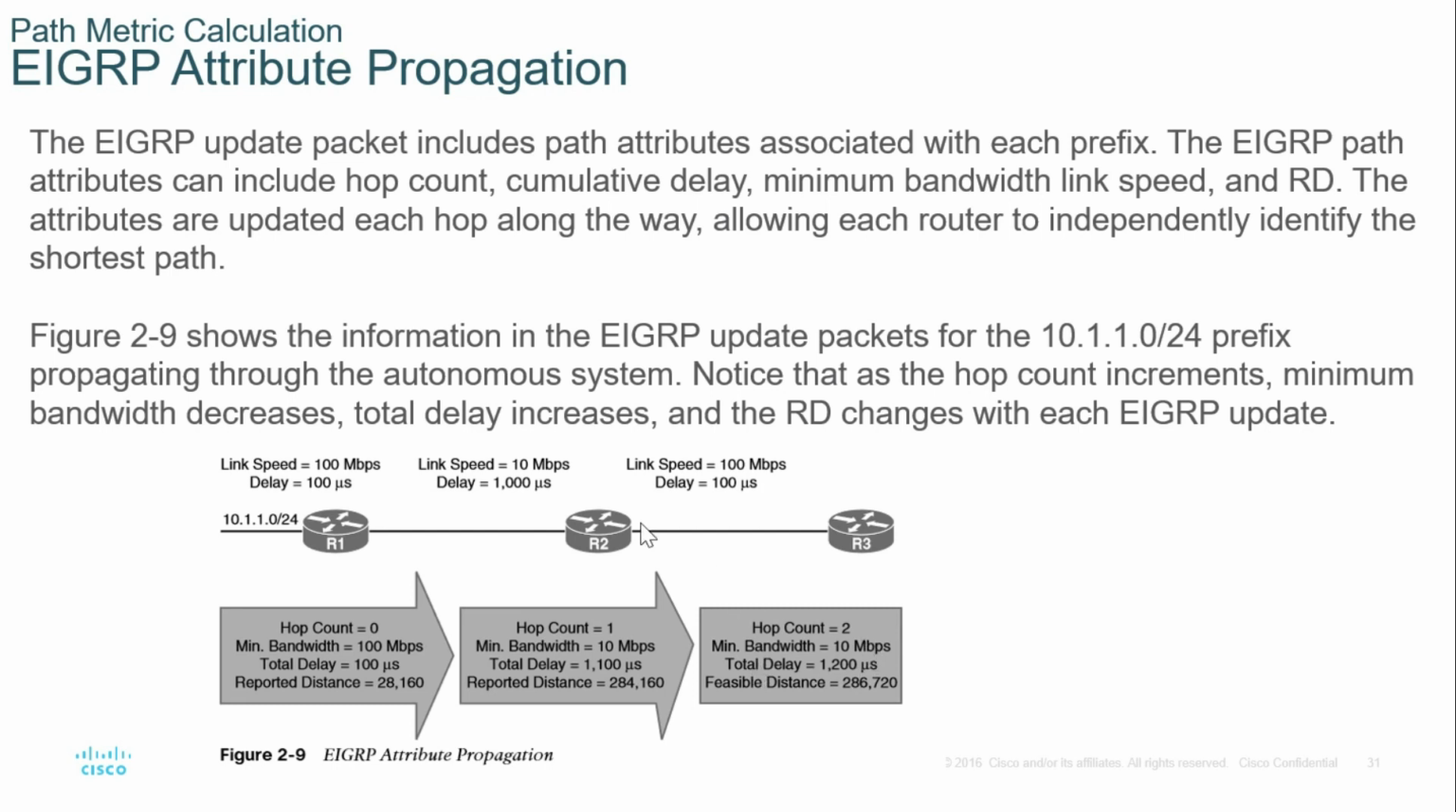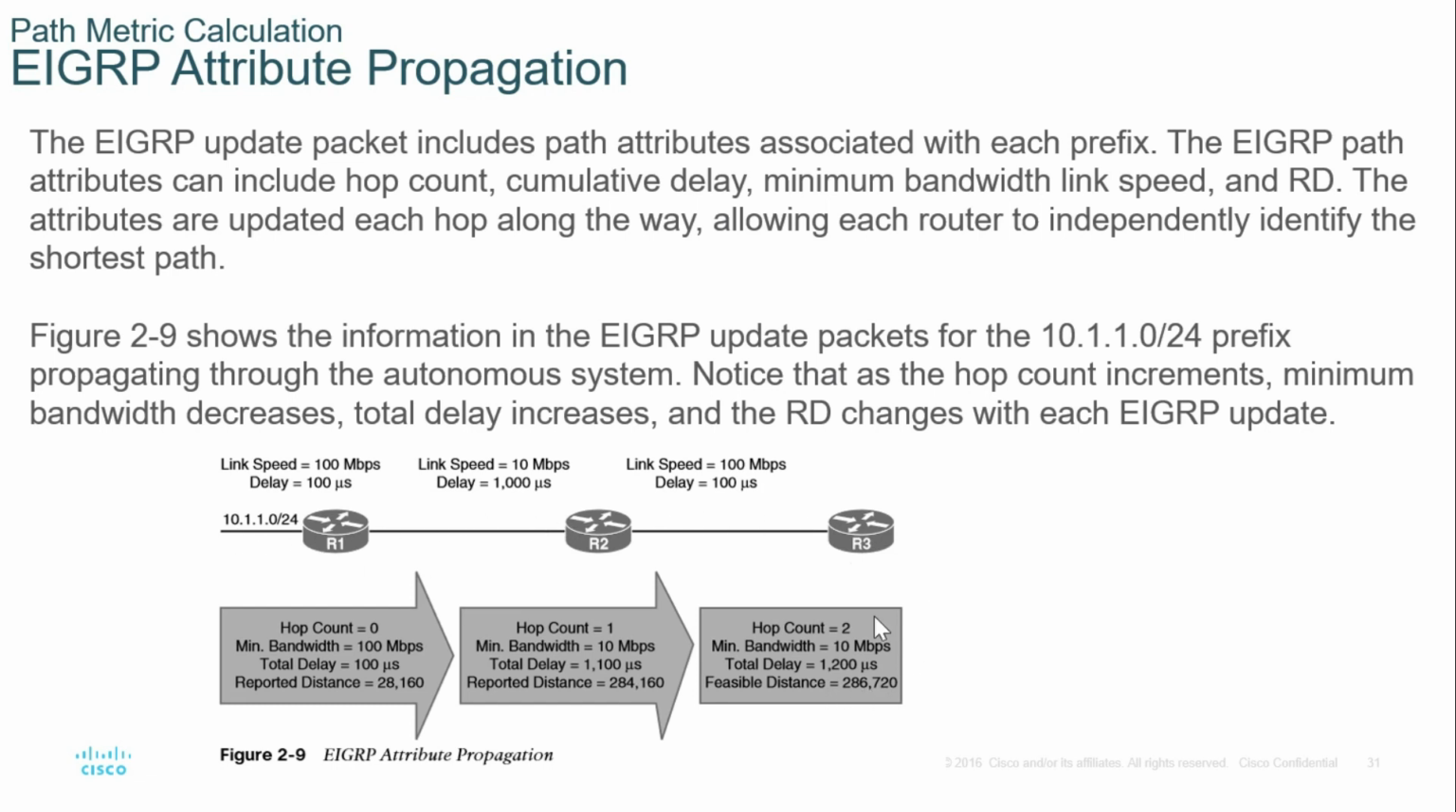The minimum bandwidth will still be 10 megabits per second, because this link's bandwidth is 100 megabits per second, so there is one that is slower. Okay, so the minimum bandwidth will be 10 megabits per second. Total delay will be 100 plus 1000 plus 100, which is 1200, and the feasible distance will be this plus this plus this. Okay, so this is how it advertises.